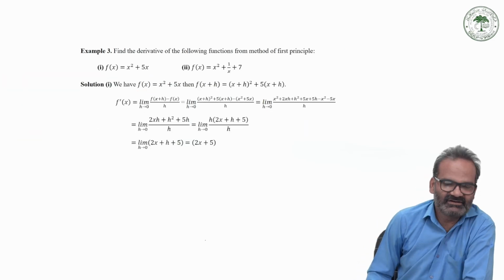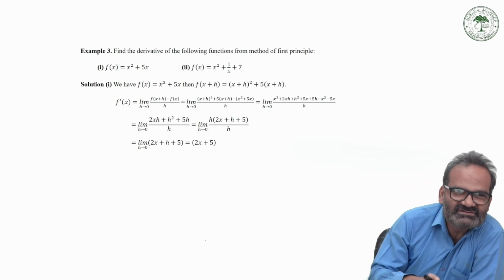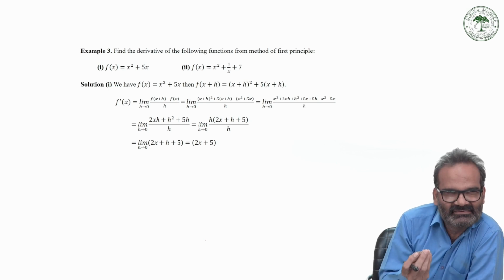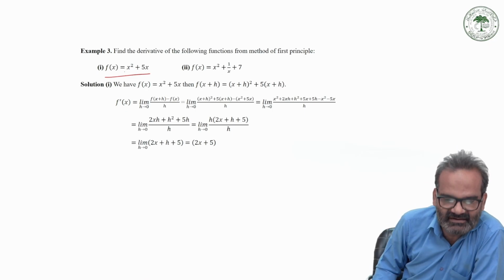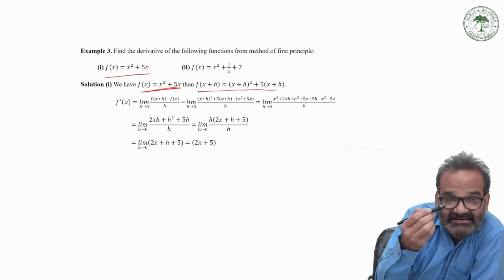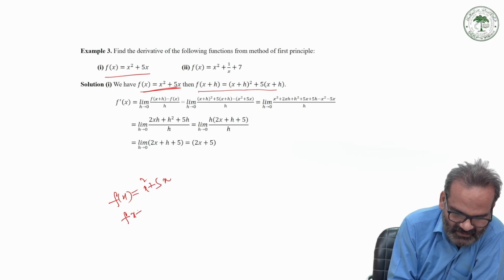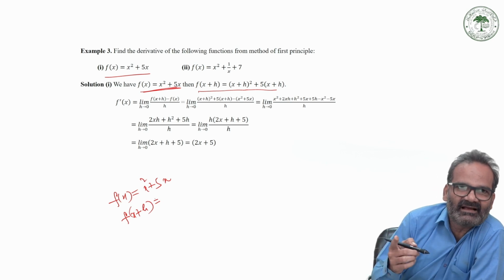Let us take the derivative of this also. Find the derivative of the following functions from the method of first principle. We will use the same technique. I cannot explain the process of each and every question because of the lack of time. So the function given here is f(x) is equal to x square plus 5x. We want to find the value of f(x plus h). Here, f(x) is given as x square plus 5x, right? And to find f(x plus h), we will replace x by x plus h.